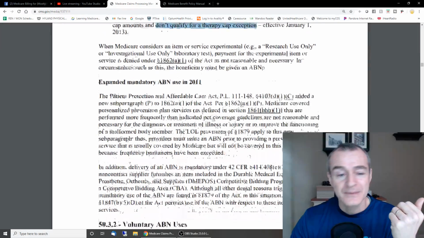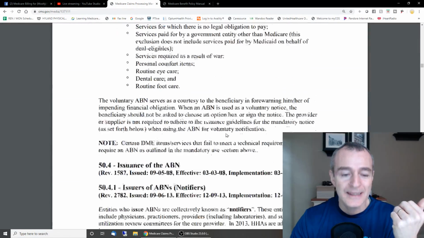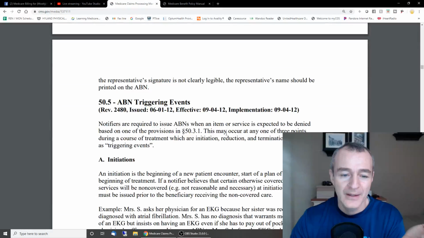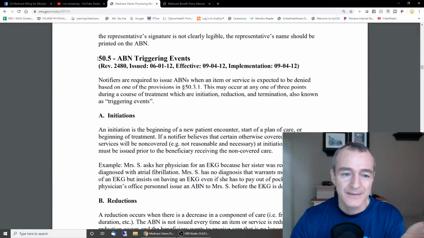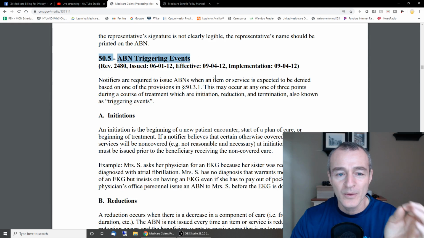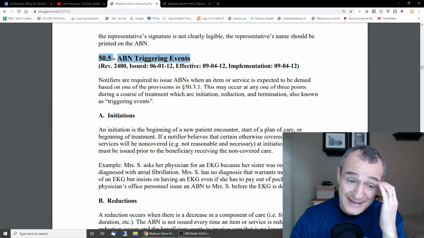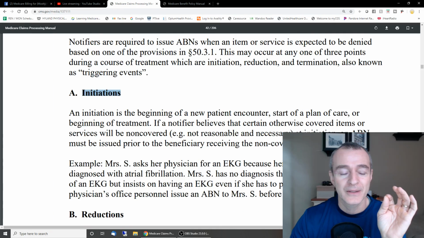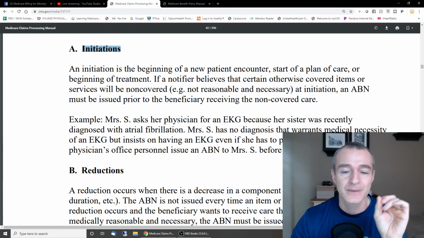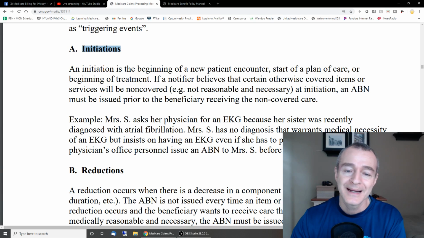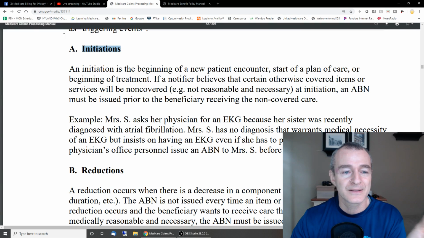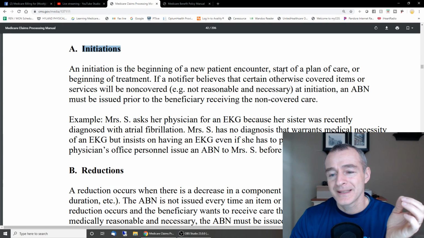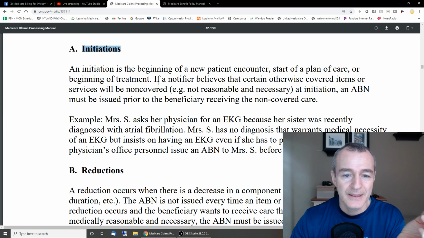But now, let's get into some of the cool stuff. Let's look at Medicare's specific triggering events and their examples for when you would use an ABN. So that takes you to section 50.5. And I think this one kind of goes to Andrea's primary question. Would it be a covered service? Would it be non-covered? Would it be preventative? I'm just going to read this and then we'll discuss it. So at the initiation. So an initiation is the beginning of a new patient encounter, start of a plan of care or treatment.